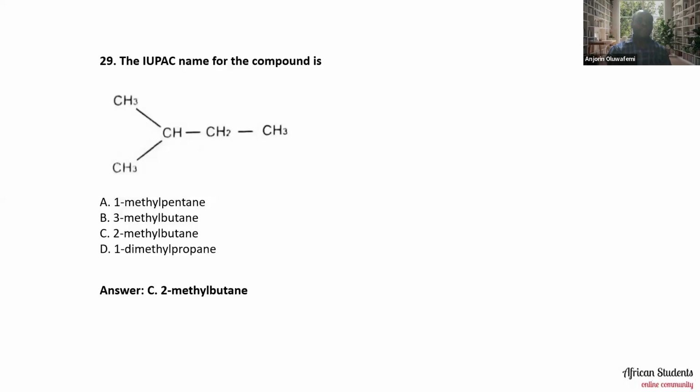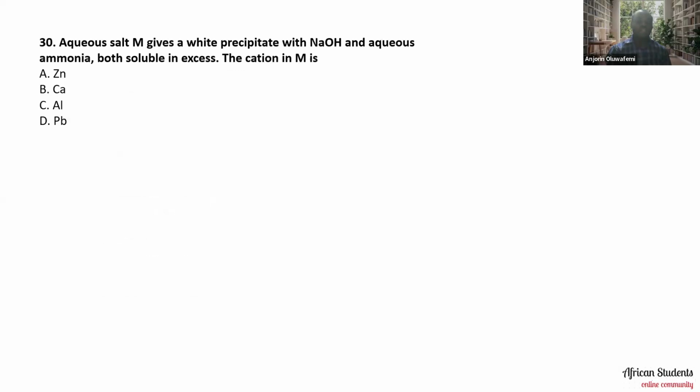It says the IUPAC name for this compound is what? The answer is actually 2-methylbutane. You look at the longest chain, which is 4 carbons. Then you look at the substituent that was attached at position 2. And that's how we came about naming that.